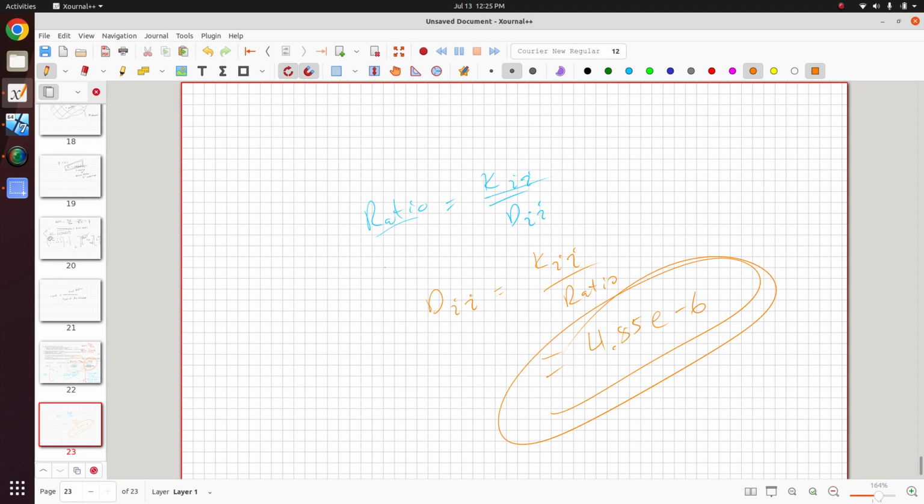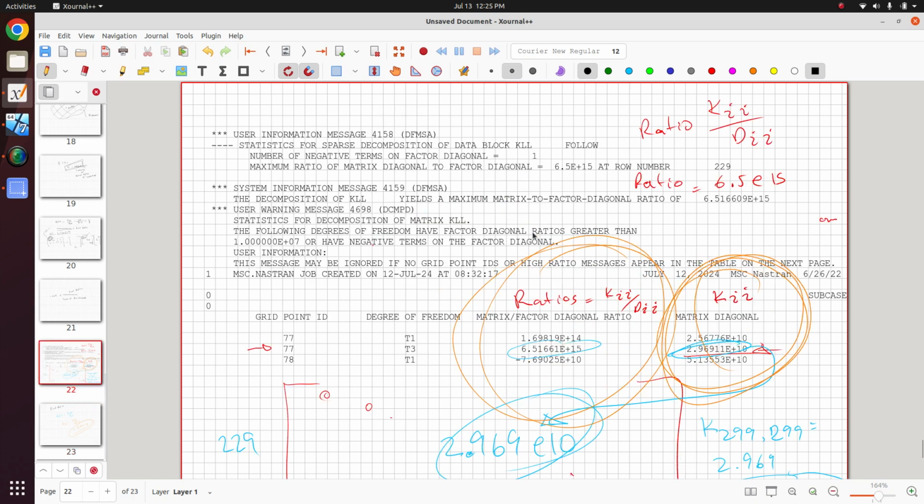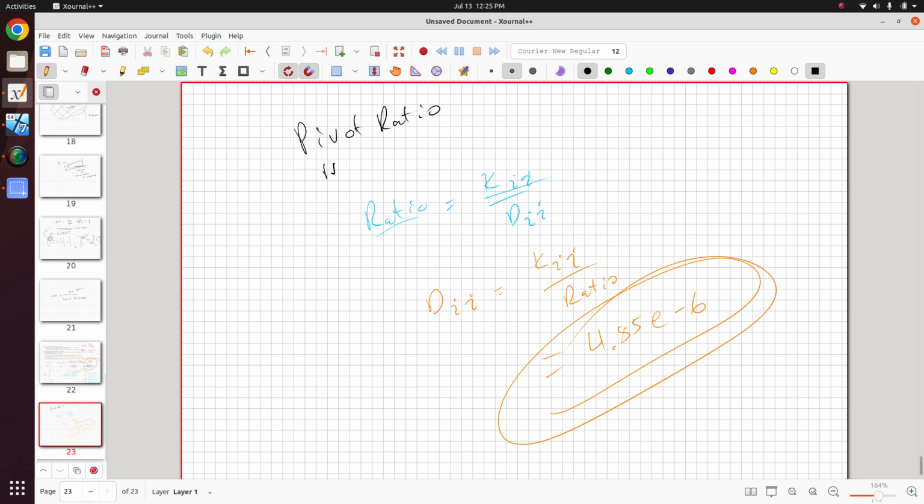The whole goal in this part of the video was to explain what a pivot ratio was. This is basically the matrix diagonal to factor diagonal, which comes up a lot. So here, matrix factor diagonal ratio. So when these are very high, when they're greater than the default value of E positive 7, you have a mechanism.